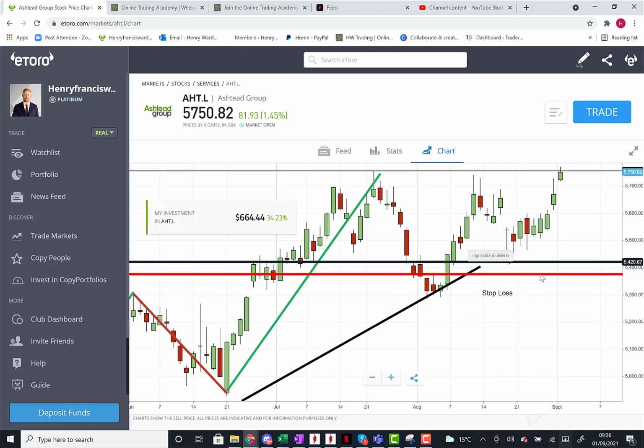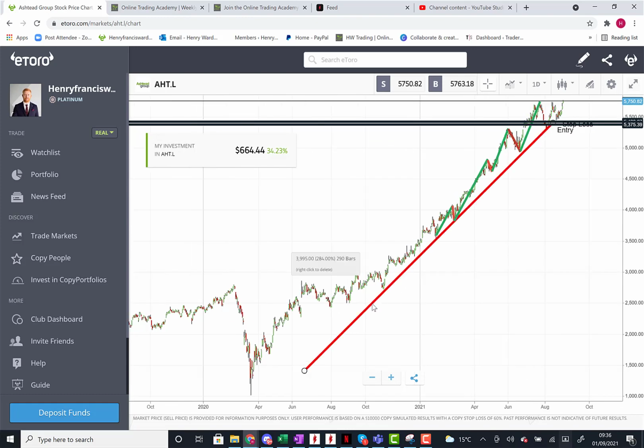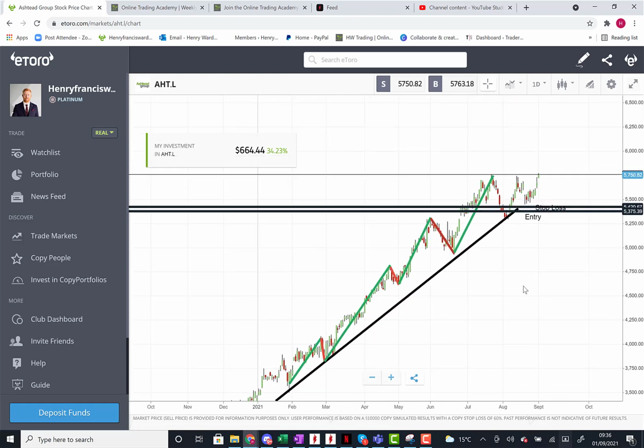So this black line, this red line here is my entry, and this is now my stop loss. So my stop loss is now up there, and my entry is now down there. Which means I cannot lose on this particular trade. Now, if I look at the trend, do I expect that to continue growing? Absolutely, and hopefully this continues to run.